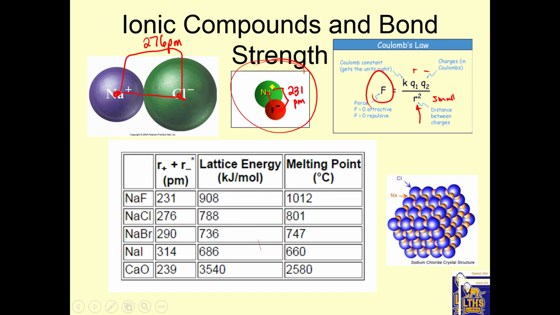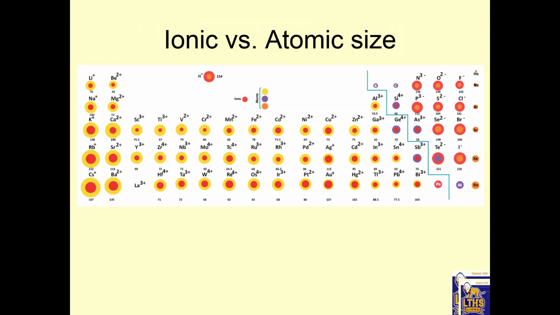Okay, see if you can agree by looking at that data. This is a little hard to read, but when it's red, the red parts are the ions, and the yellow, purple, and orange are atoms. So we have a yellow atom. When it turns into an ion, it gets smaller because it loses electrons. Over here, we have an orange atom. When it turns into an ion, it gets bigger because it gains electrons.